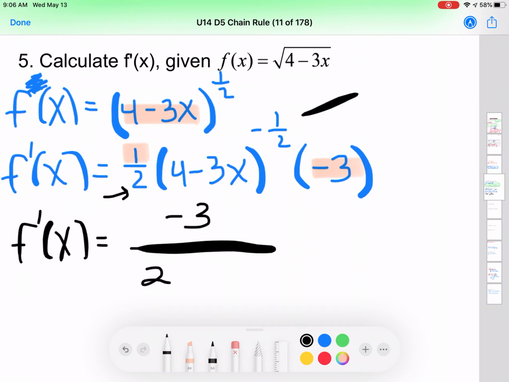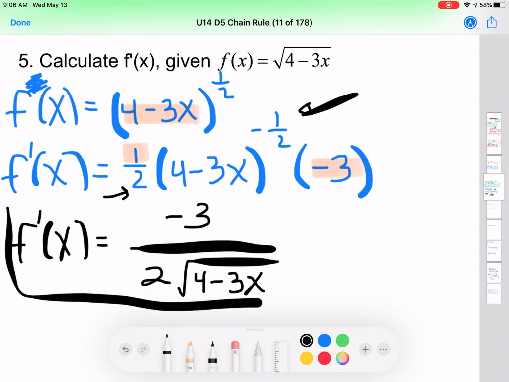And now this -1/2 power, I'm going to bring that back down to the bottom. But remember, 1/2 power is square root. So square root of 4 minus 3x. And that would be a nice cleaned up answer right there. Okay, so you just practice that a little bit. Rewind if you need to.